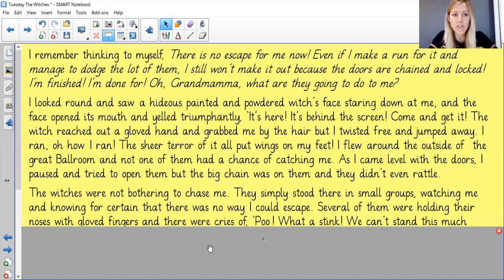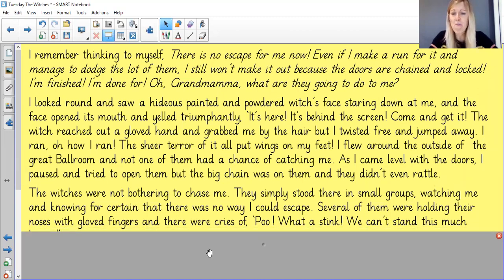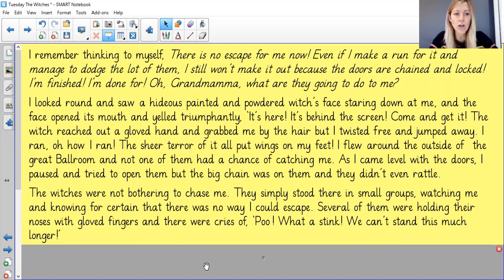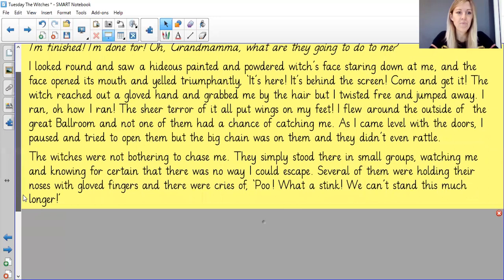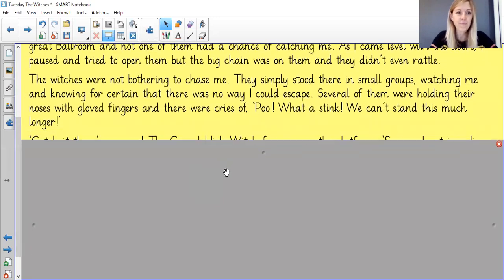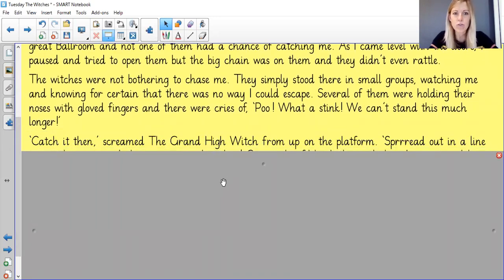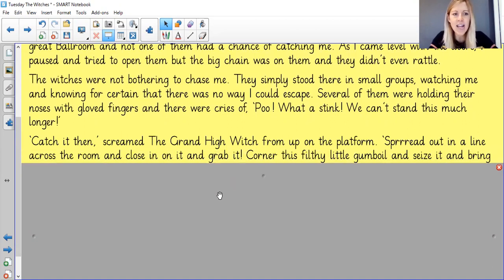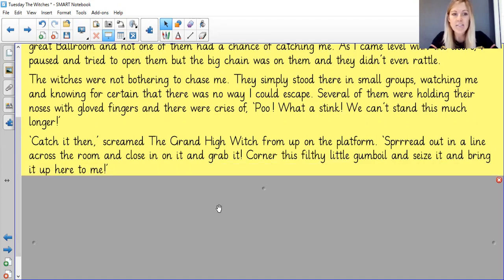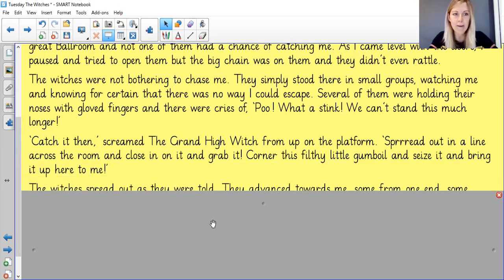Several of them were holding their noses with gloved fingers, and there were cries of, "Phew, what a stink! We can't stand this much longer." "Catch it then," screamed the Grand High Witch from up on the platform. "Spread it out in a line across the room and close in on it, and grab it. Corner this filthy little gumboil and seize it and bring it up here to me."